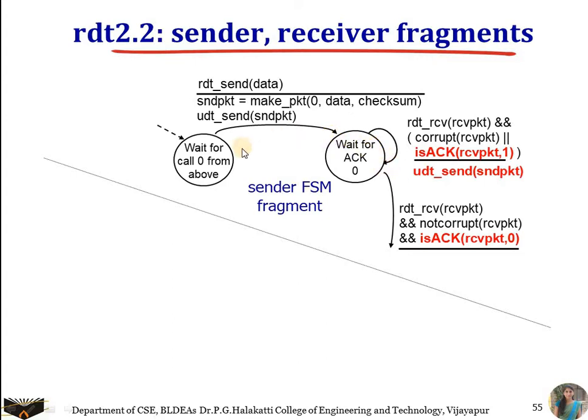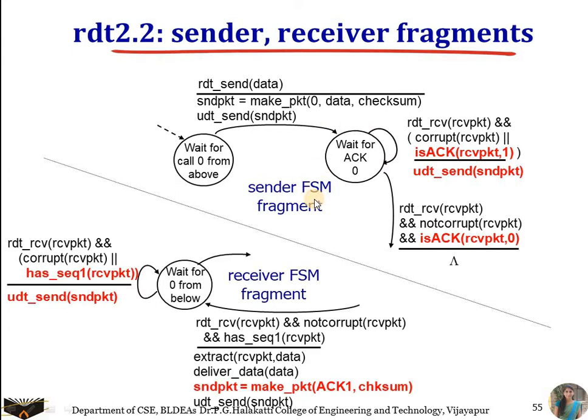Now we assume that the sender has sent the packet and is waiting for acknowledgement 0, and it has received acknowledgement 0, and during transmission no bit error occurred. So it is a non-corrupt packet and the acknowledgement is 0. The condition is satisfied, so it will move from wait for ACK 0 to the next state, which is wait for call 1 from above. So here the difference is highlighted. This is the FSM diagram for the sender side.